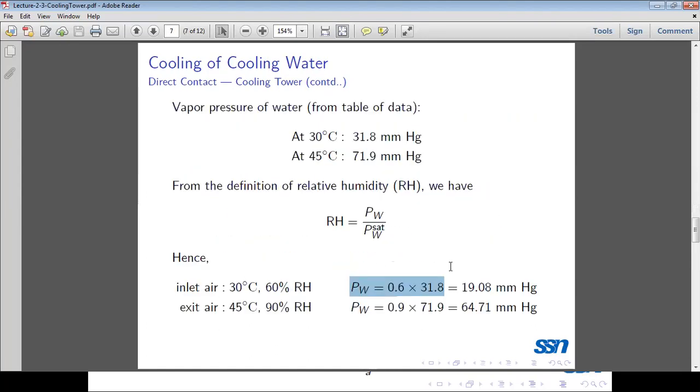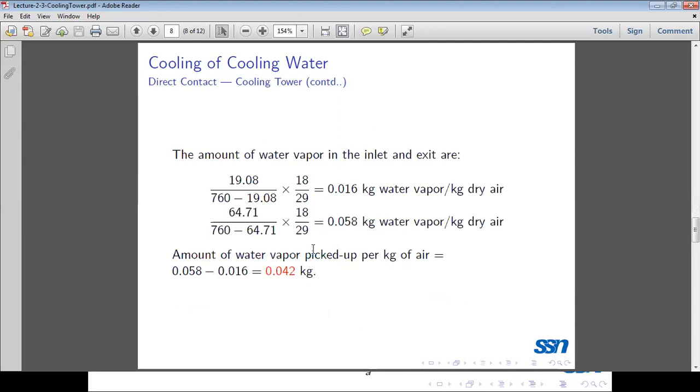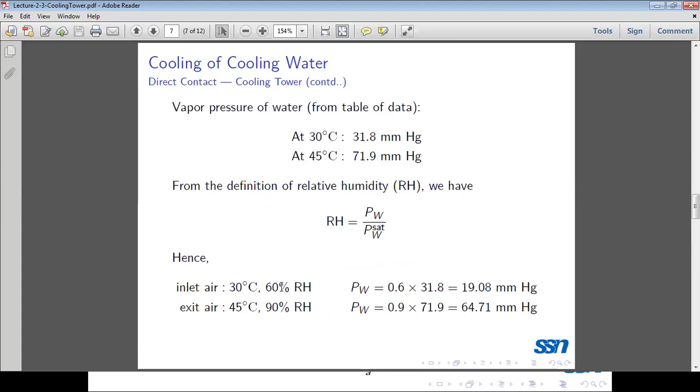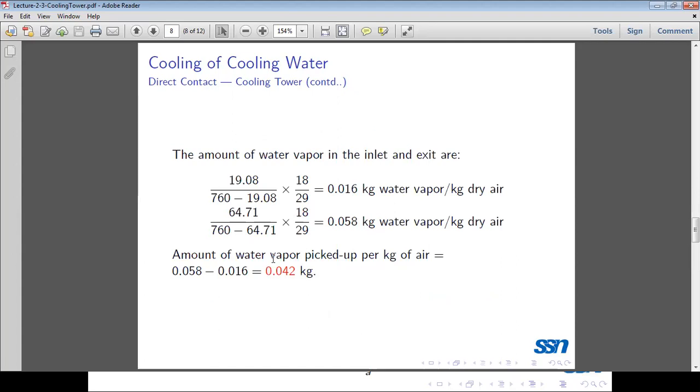Because of this kind of air at the inlet and outlet, you will see the amount of water per kg of air. If you send 1 kg of air corresponding to this inlet of 60% and outlet of 90%, the amount of water picked up in the air is about 0.042 kg. So 1 kg of air can hold as much as about 0.042 kg. In terms of percentage, it is roughly 4%, so 4% means 0.04 kg of water per kg of air. So 4% of water is there in the air.